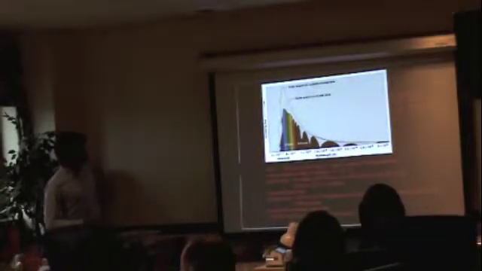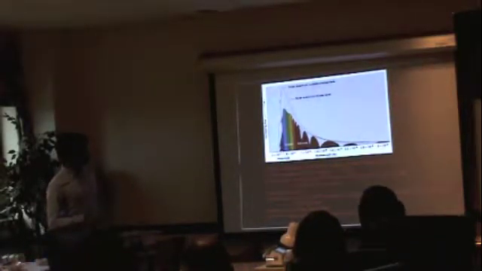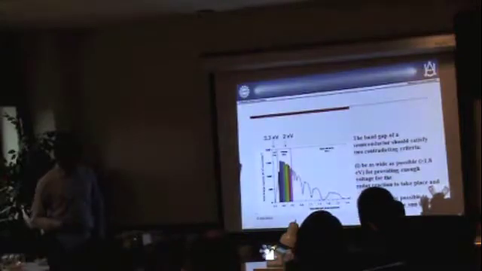This is just for information: the visible spectrum is from 400 to 700 nanometers, and that ranges from 1.7 to 3.1 electron volts.